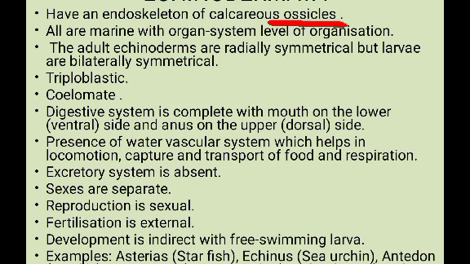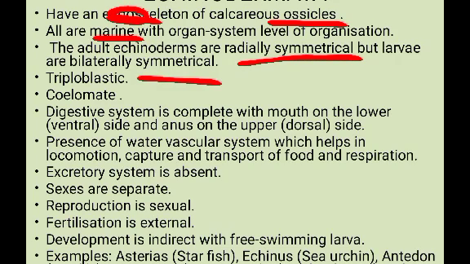They have an exoskeleton on the outer surface, which is formed of calcareous ossicles. So it is named Echinodermata, that is, spiny skinned organisms. These organisms are all marine, and they have an organ system level of organization. The adult echinoderms are radially symmetrical, but the larvae are bilaterally symmetrical.